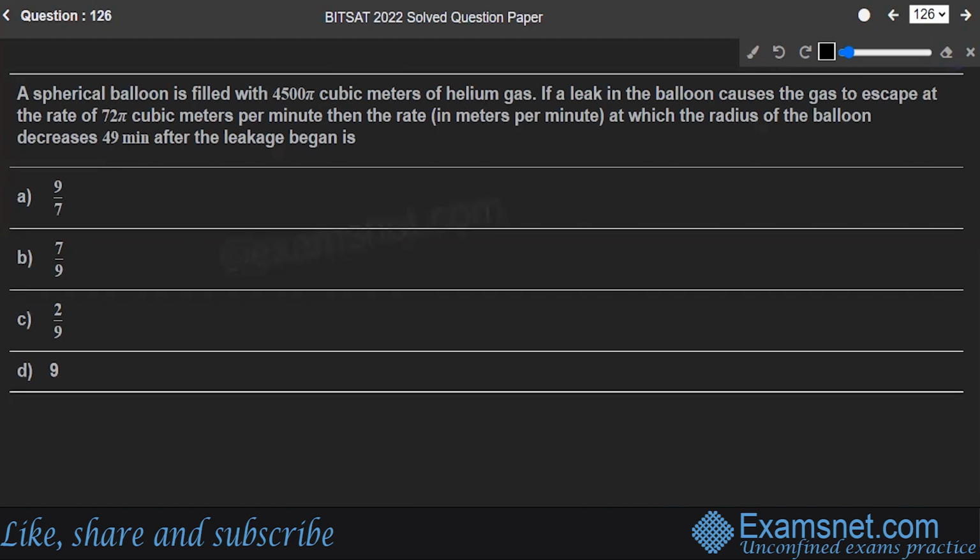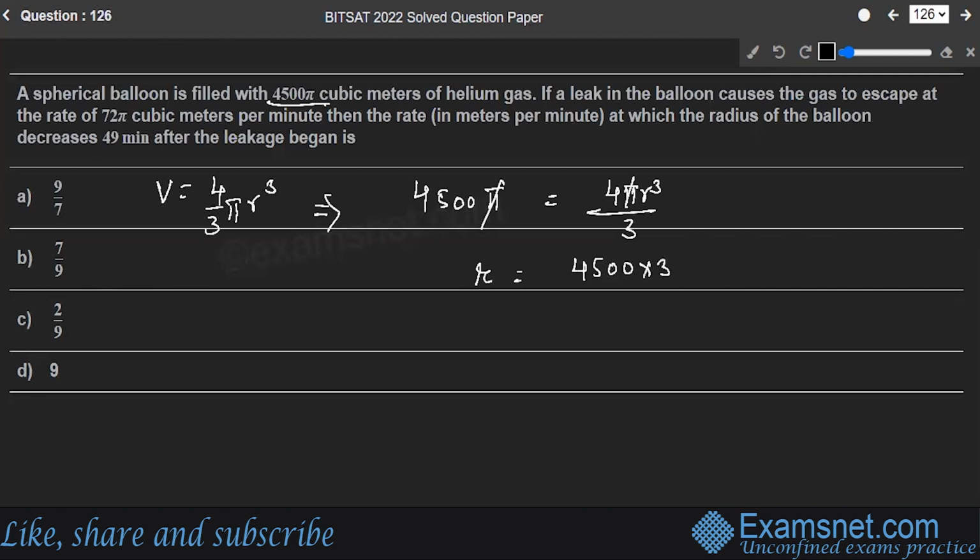Okay, first of all, the balloon is spherical in shape. What is the volume of the spherical shape? It's 4 by 3 pi r cube, and it's given to be 4,500 pi cubic meters, right? Pi and pi will cancel. You will have R cube equal to 4,500 into 3 upon 4. So R will be equal to the cube root of this. On solving this will give you R equal to 15 meters.